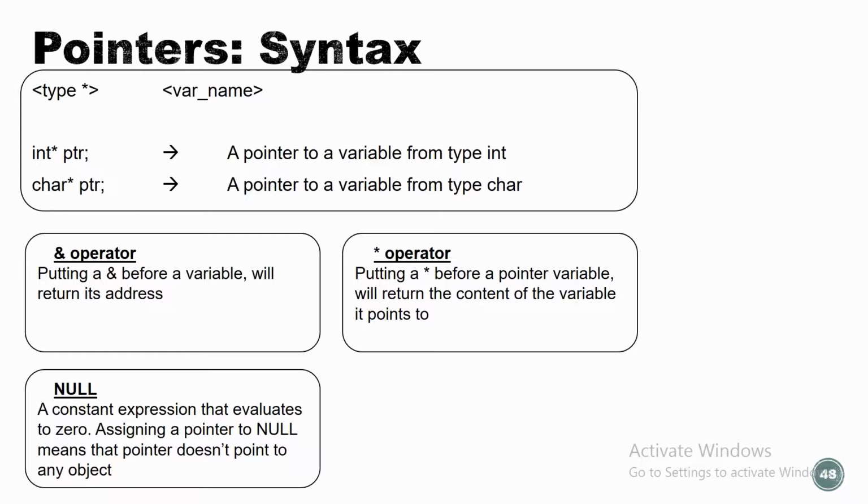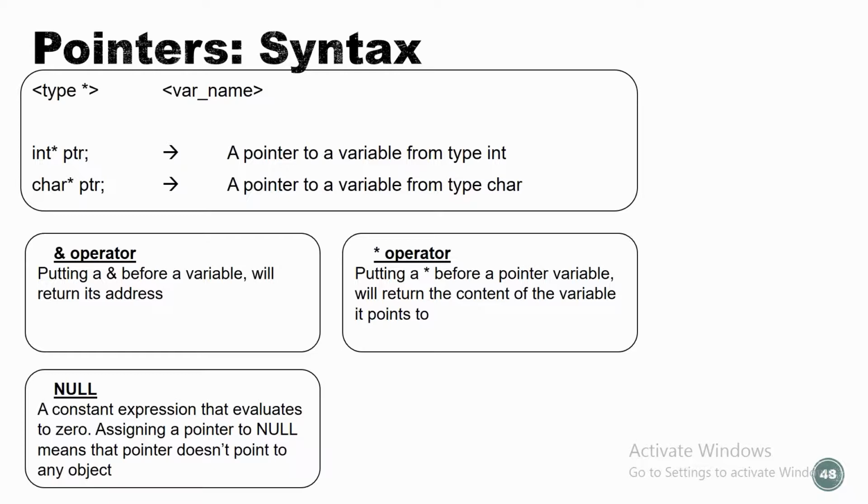A few things we need to know. Operator ampersand: when putting an ampersand before a variable, it will return its address. When we put an asterisk before a pointer, we will return the content of the variable it points to. We're going to see an example in a minute.